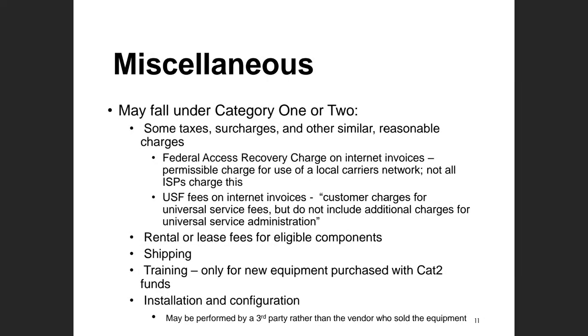If you have an invoice that includes your internet access and some phone lines, generally the USF listed on that invoice pertains to your voice service, your phone lines, rather than your internet service. You can also request discounts on rental or lease, which of course would be category two, shipping, training, and of course for category one, you may have a one-time charge for installing and configuring an upgraded internet service. So that can be included as your cost.